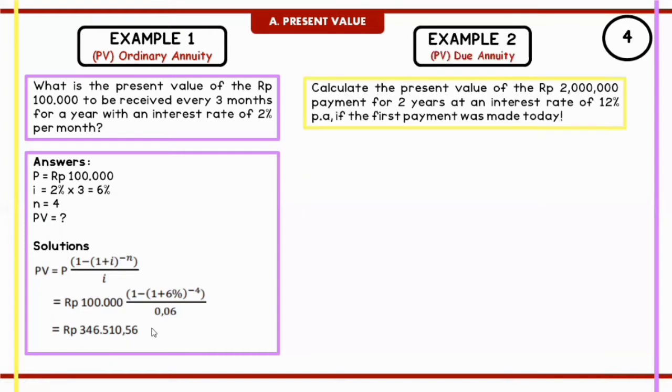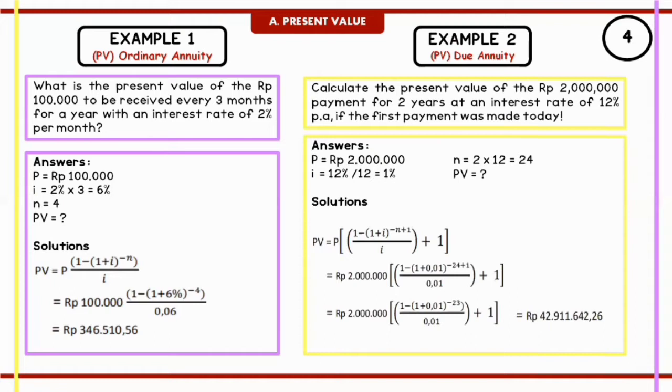And then the example 2, PV of due annuity. Calculate the present value of the 2 million rupees payments for 2 years at an interest rate of 12% per annum if the first payment was made today. We know P is 2 million rupees, I is 1%, 12% divided by 12, and n is 24. We use the second formula and we got this present value of due annuity.